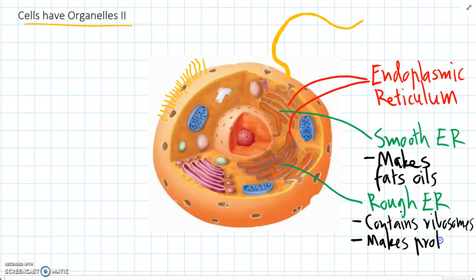So the ribosomes are actually making the proteins, but the rough ER provides the structure where it happens, and it makes vesicles at the end. Makes proteins to be exported. Think of it like a factory that's making materials that are going to be sent to another city or another country.